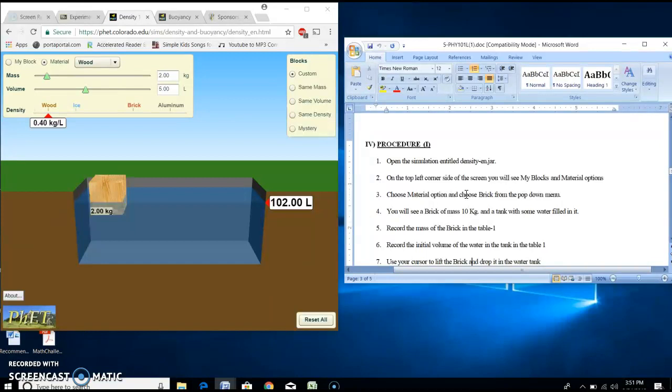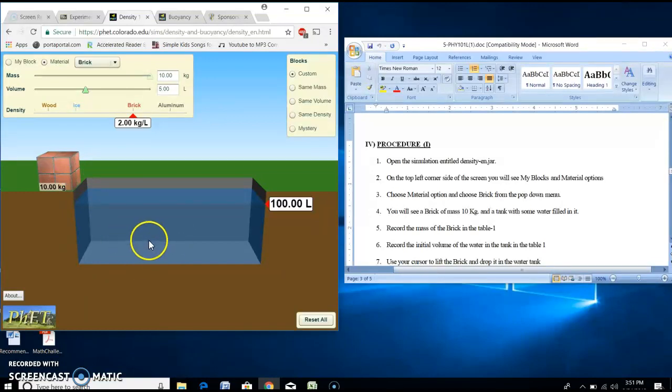On the top left corner side you'll see my blocks, and I want you to choose the brick. Okay, and you see that there is a mass of 10 kilograms and a tank filled with water here, and record the mass of the brick.